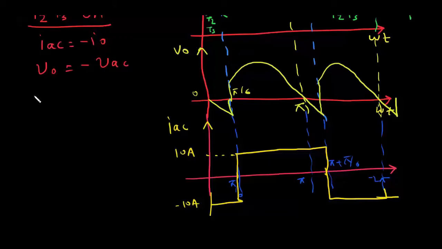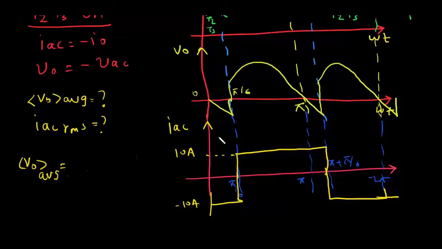Now we have to find the average value of V naught and the IAC RMS. With this we need to calculate the power factor. So we can write V naught average. V naught has a period of pi, so 1 by pi integral 0 to pi V naught into dt.